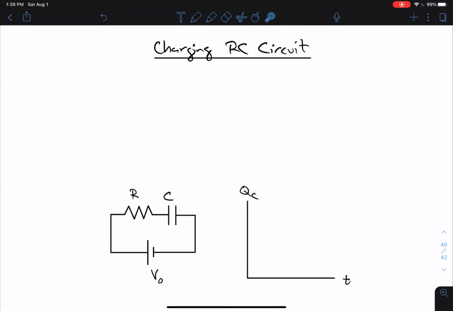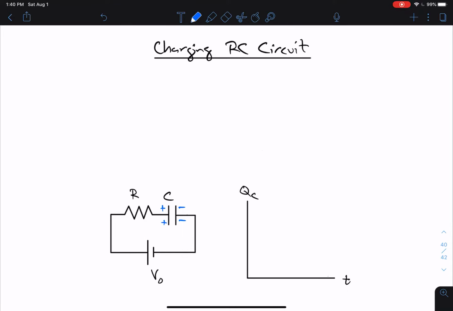And in this situation, the capacitor begins uncharged. There's no charge on the capacitor at the very beginning. And so what's going to happen here is once you've turned this switch on, you connect everything, electrons are going to come out the negative terminal, go down and be deposited on this plate of the capacitor. So of course this plate is going to become negatively charged and the other plate will become positively charged. And here I've got a graph of charge on the capacitor versus time.